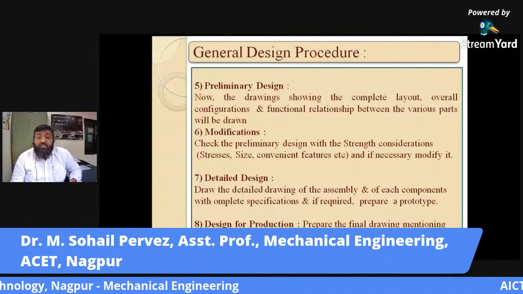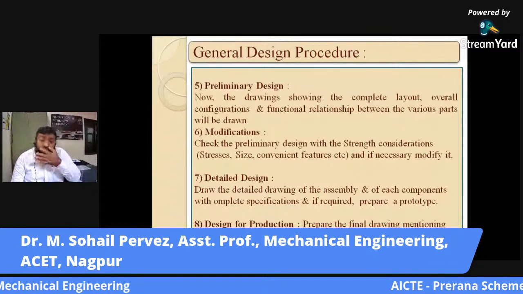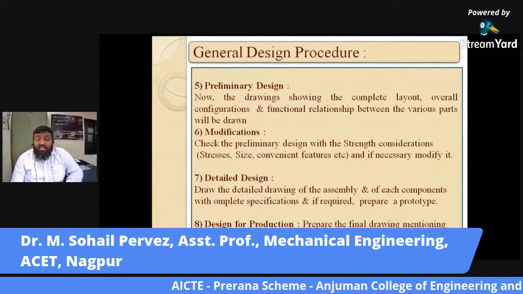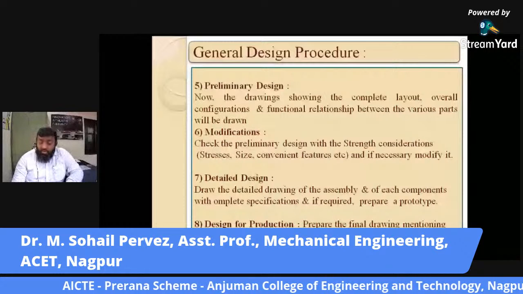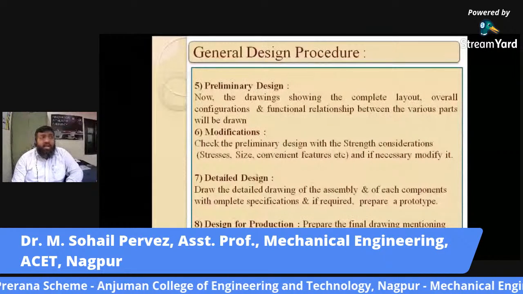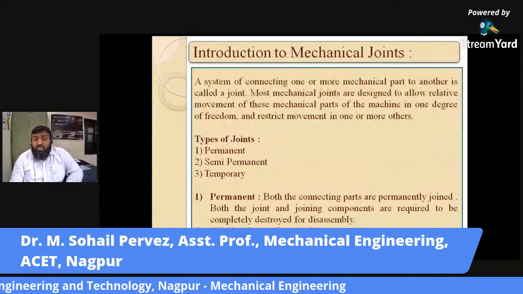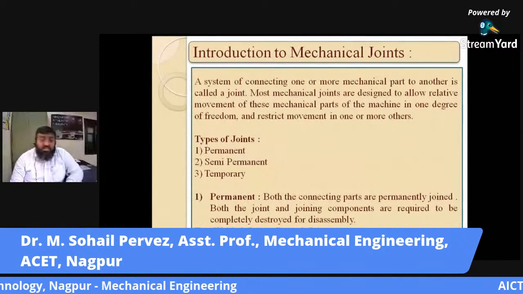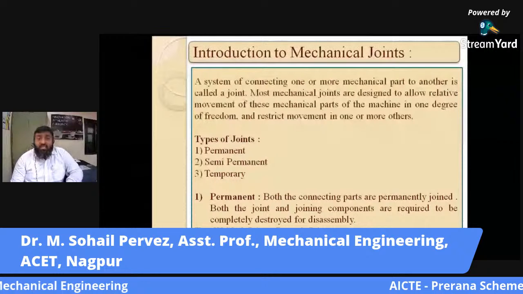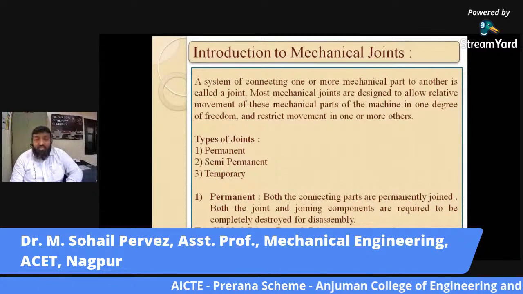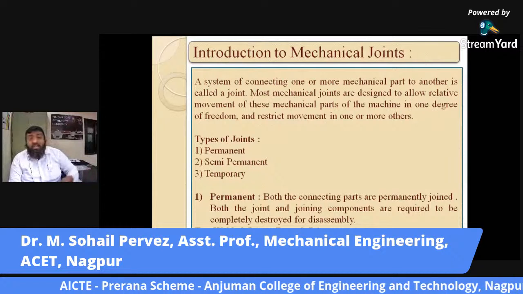Next is design for production. Prepare the final drawing, mentioning the complete details such as process involved, material, tolerances, etc. Now, this is a general guideline or the outline of design procedure. Now, in this lecture, we have to concentrate on introduction to mechanical joints, that is design of joints.